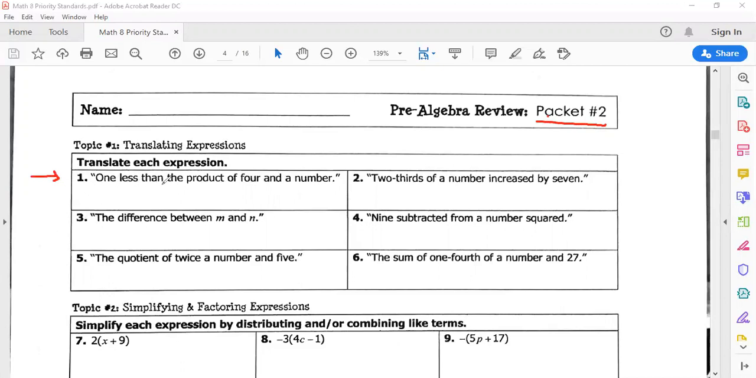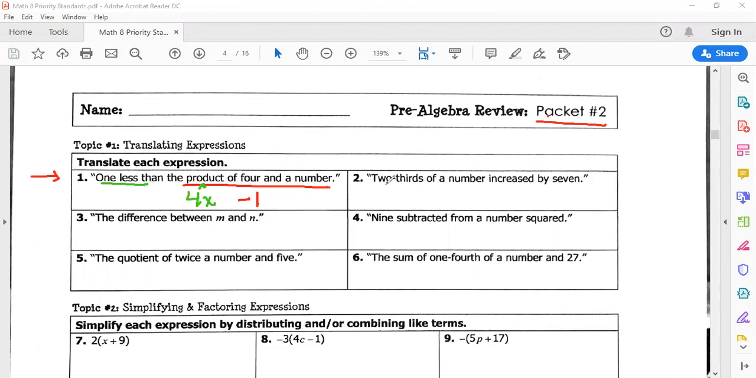So when it says 1 less than something, this means 1 less than this, okay? Which means this minus 1. So now we have to figure out what this is. And so it says the product of 4, product means multiply, and a number. So we're going to have 4x, then minus 1. 1 less than means this is something subtract 1. And the most common wrong answer here would be 1 minus 4x. So it's really important that we interpret this phrasing correctly.